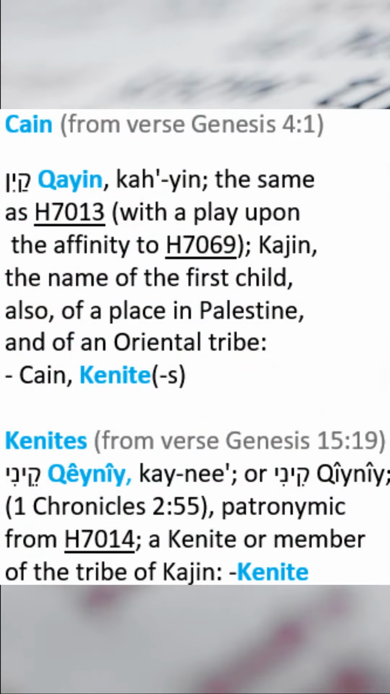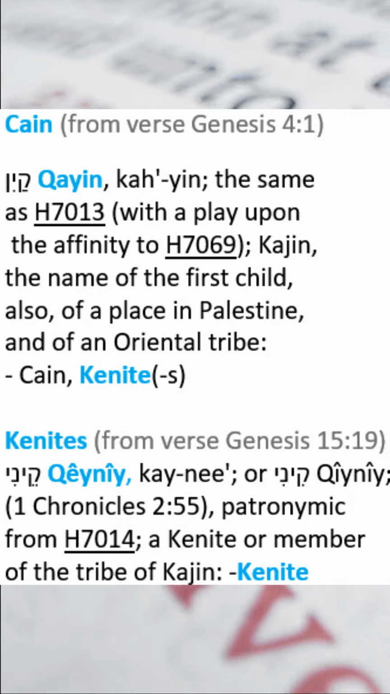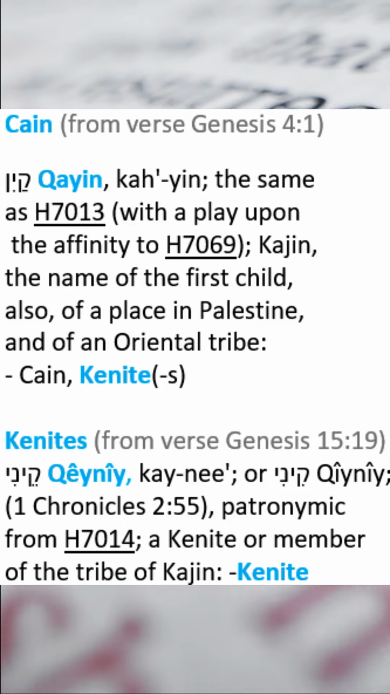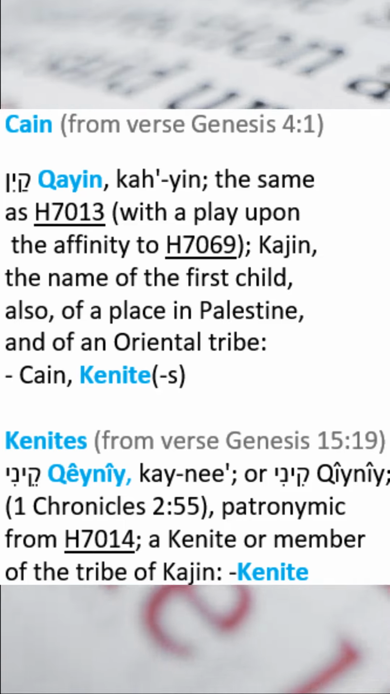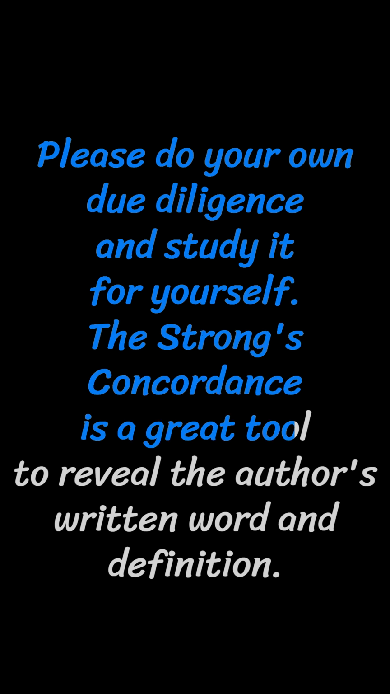Cain's seed or offspring are called Cainites. Using the Strong's Concordance we can see how Cain and Cainites are spelled and their connection. Please do your own due diligence and study it for yourself. The Strong's Concordance is a great tool to reveal the author's written word with definition.